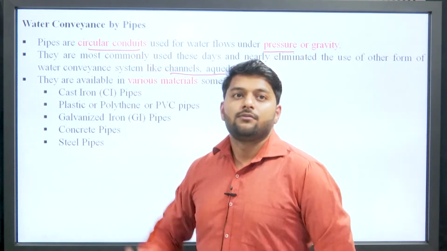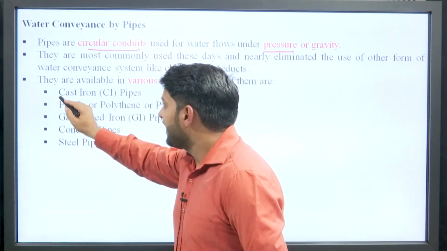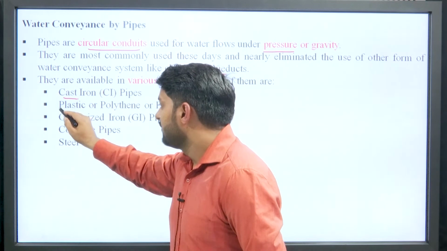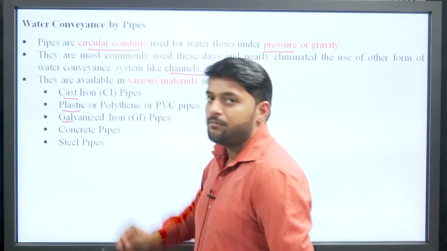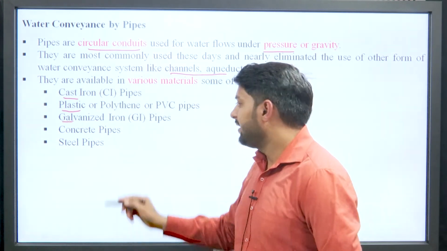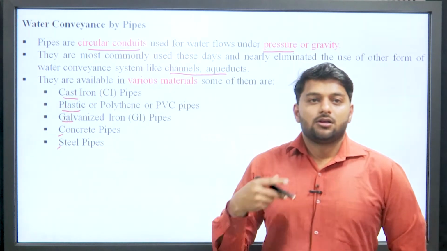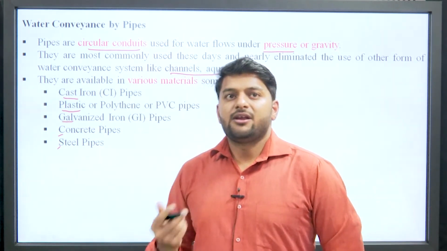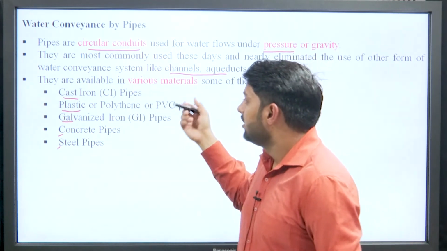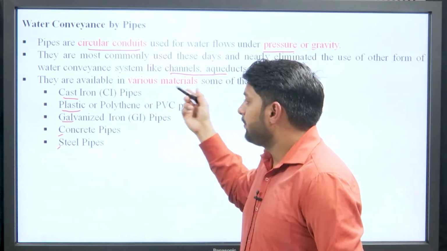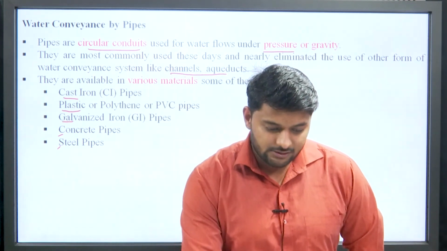They can be of different material. Following are certain materials: pipe can be of cast iron, it can be of plastic PVC, it may be of galvanized iron, it can be of concrete or steel pipes. So, in the next lecture we will be discussing the pipe materials, what will be the properties, and what will be the advantages and disadvantages of different pipe materials.